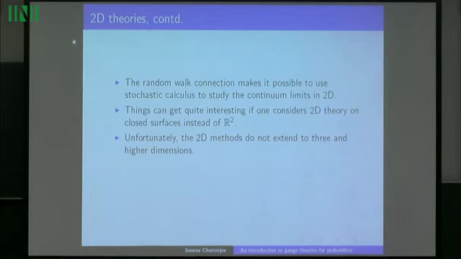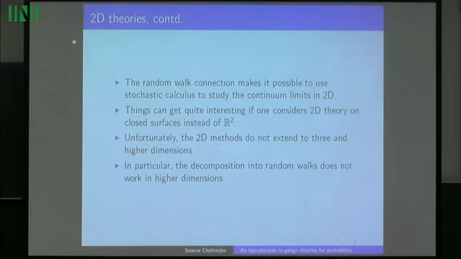However, the 2D methods do not extend to 3 and higher dimensions. In particular, this decomposition in random walks that you have in 2 dimensions just doesn't work if you go to 3 or higher dimensions. Okay, but it's a good example of what you can do with gauge fixing. It's a good demonstration of the idea of gauge fixing.